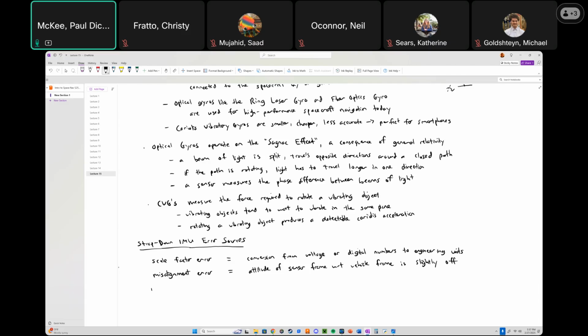Another is non-orthogonality error. Remember how I said you need one of those ring laser gyros to measure the X rotation, another to measure the Y rotation, another to measure the Z rotation? What are the odds that when you installed these on your spacecraft, you installed those sensors perfectly orthogonal to one another? And you might say, well, why does that matter? Can't we just get it close? It's like, no, you kind of need to get it perfect. And you won't get it perfect, and that's fine, but you need to account for that error. We cannot just assume that it's perfect.